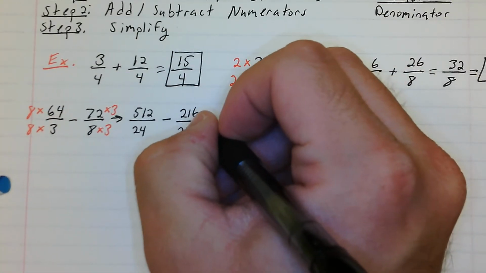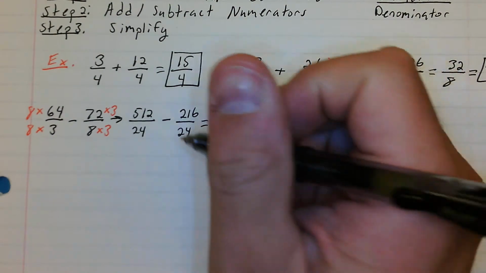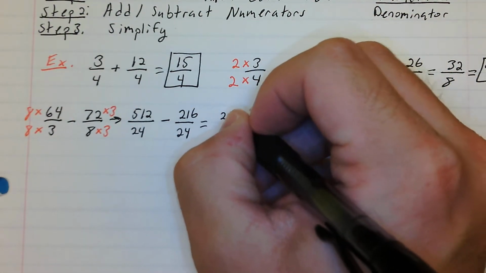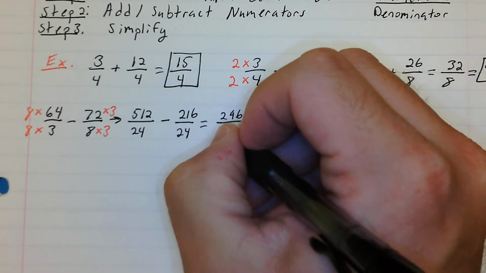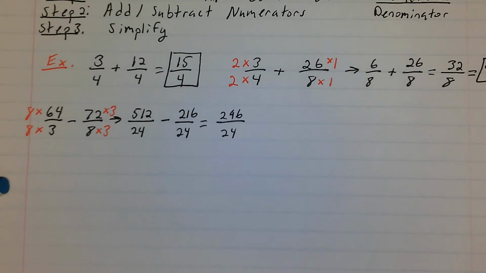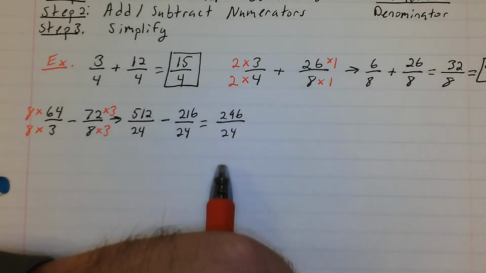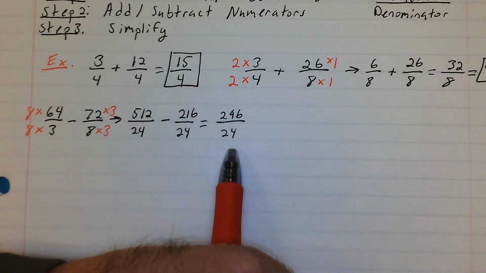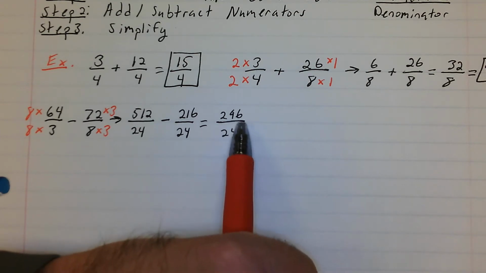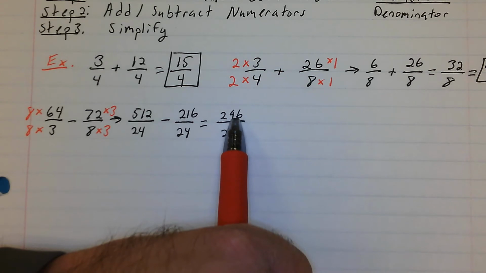Now they both have the same denominator. Awesome. Now I can subtract the numerators. 512 minus 216 is 296. And then the bottom will stay the same. So 296 over 24. Now here, I need to simplify. I can try to find the greatest common factor, but there's a lot of numbers that can go into 296.